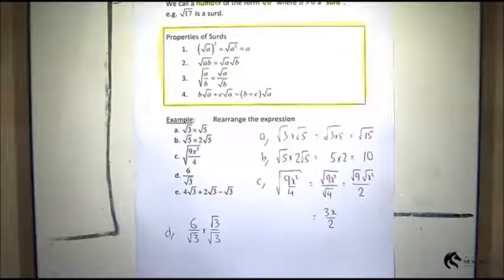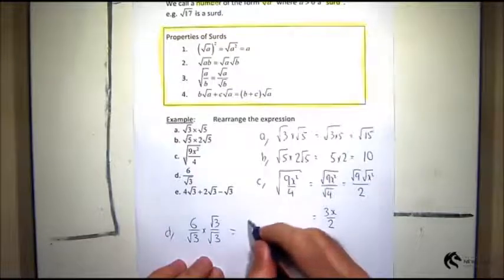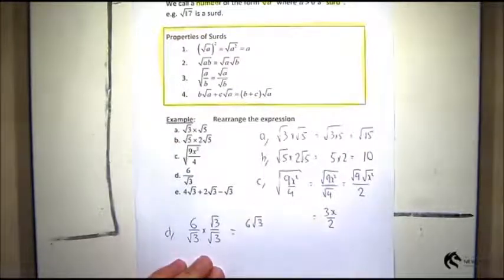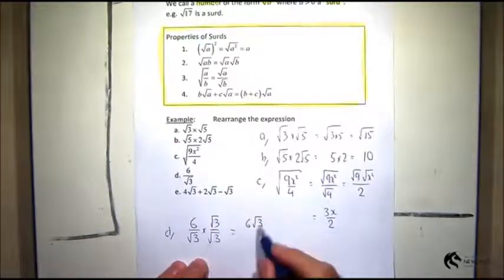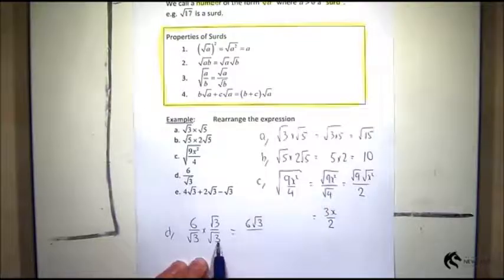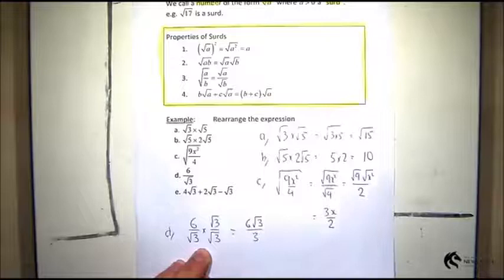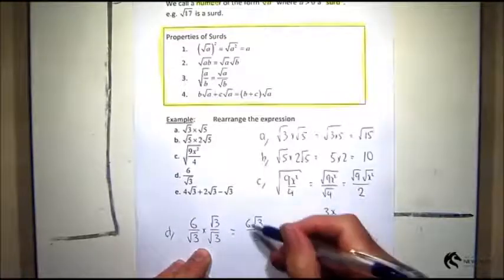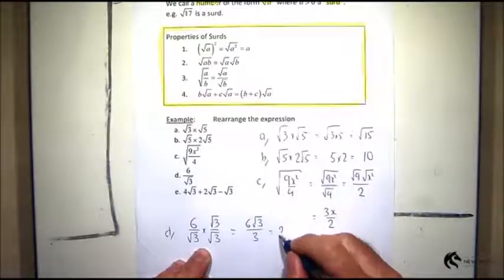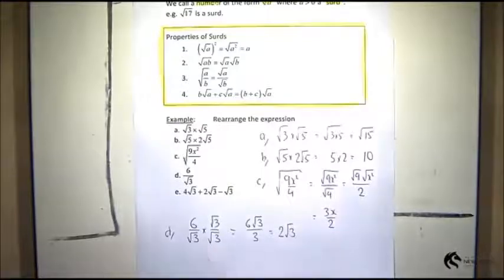So I'm multiplying by 1. Now, in the numerator, I end up with 6 times the square root of 3. In the denominator, I have the square root of 3 times the square root of 3, which by law 1 is just 3. And now I've got 6 divided by 3, so that ends up being 2 root 3. So 6 on the square root of 3 is the same number as 2 times the square root of 3.